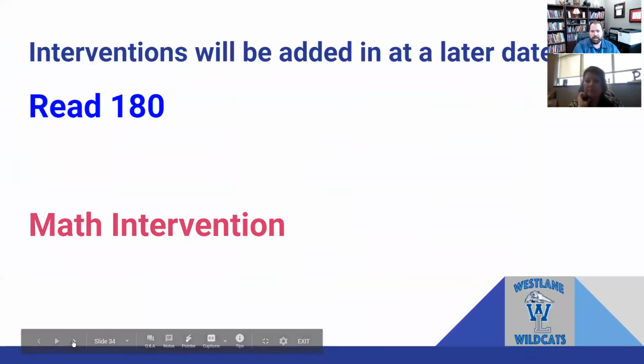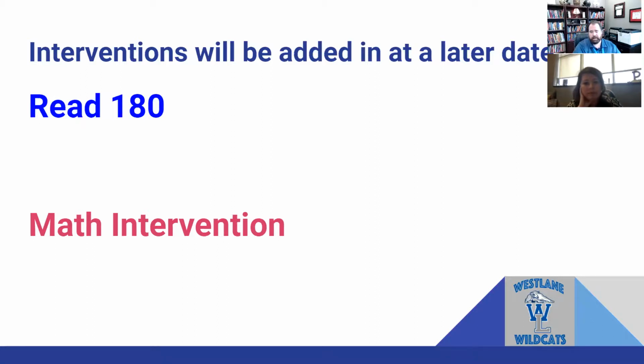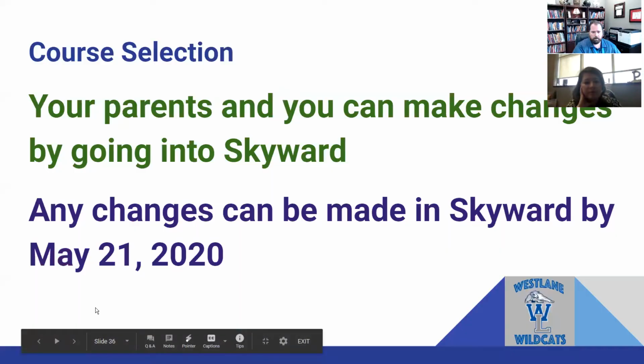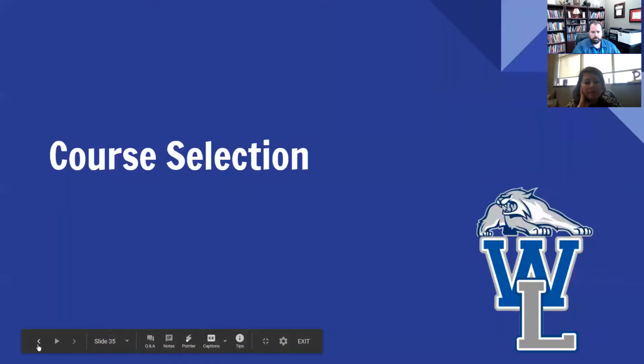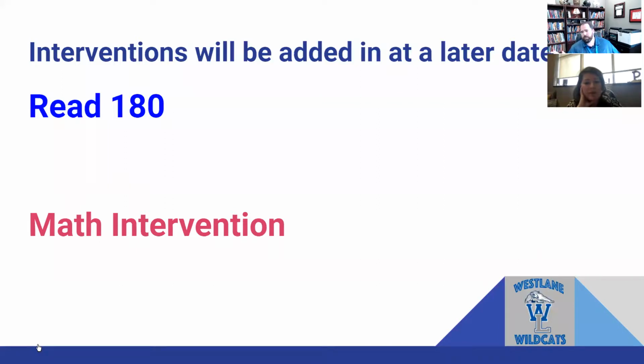Academic interventions, we have Read 180 and math intervention. That gets put on a later date. If you're currently in there and your teacher thinks you should be in there again, we will put you in there again. If you're not currently in there, but the data suggests that you should be, then you will be in there. Everybody right now was put into what we call Power Up Reading. That's a placeholder course. Some of you will be taking Power Up Writing when we come in second semester next year. I just want to make sure that it's there as a placeholder.